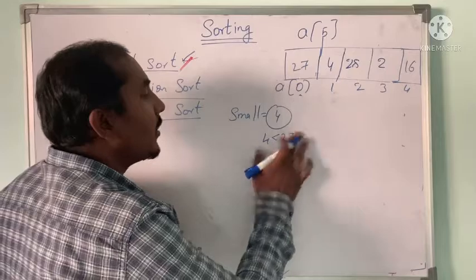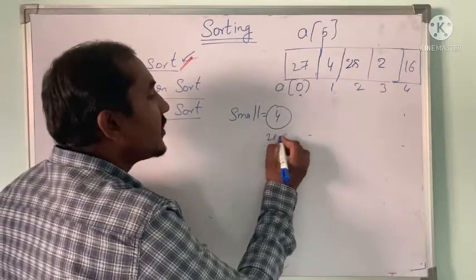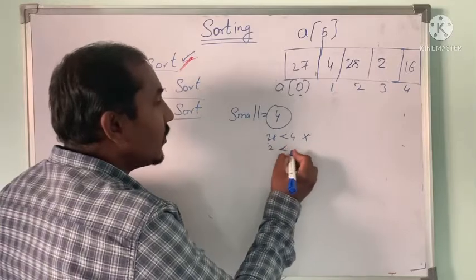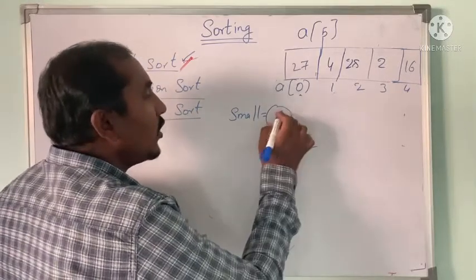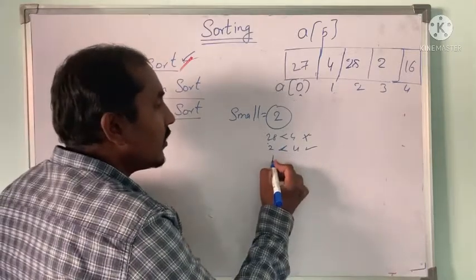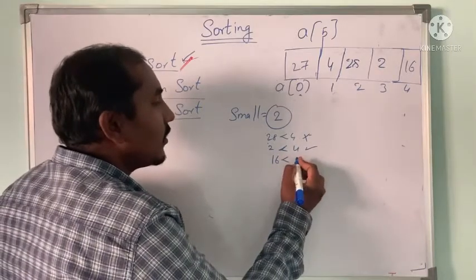Again I am going to compare whether 28 is less than 4. Again, 2 is less than 4. This is true. Then the smallest element will be 2. And again, we are going to consider whether 16 is less than 2.